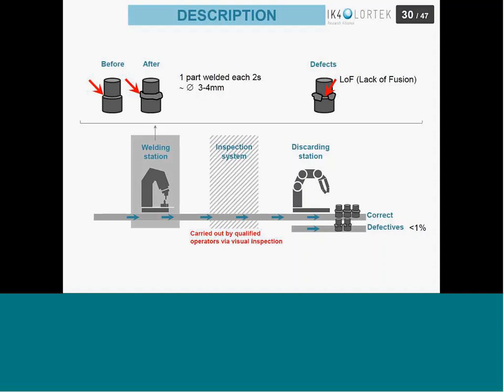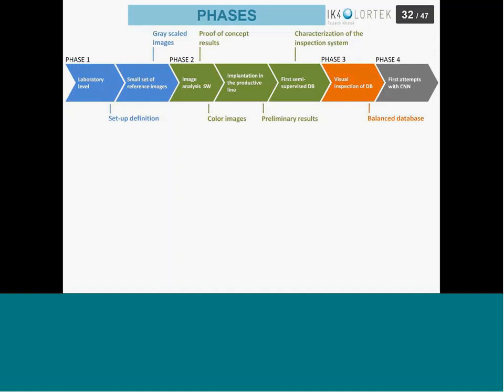Initially, the quality control was carried out by qualified operators via visual inspection, and the observed defective rate was close to 1%. The aim of the project consisted of the development of the hardware and software so that, when implanted into the productive line, it could discard defective parts in an automatic way. The development of the inspection system was carried out in 4 phases.